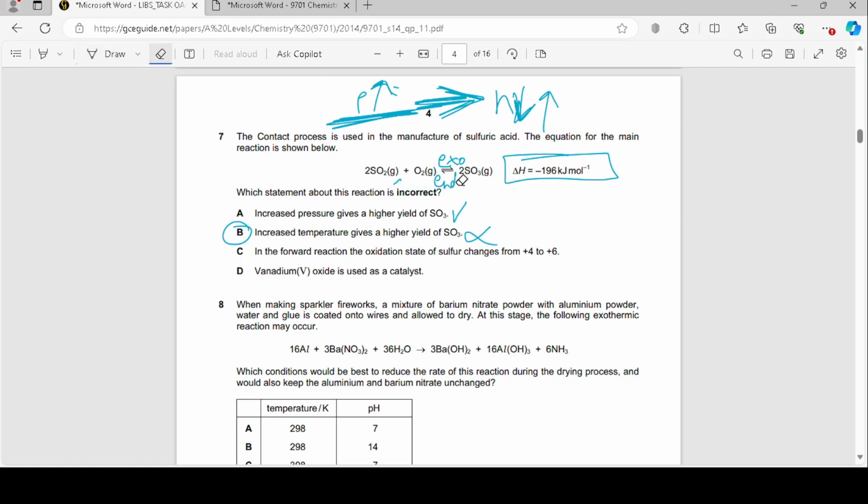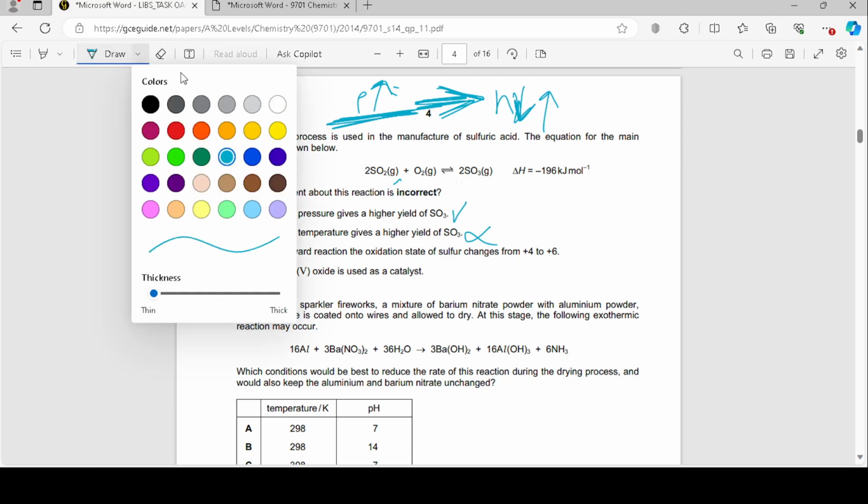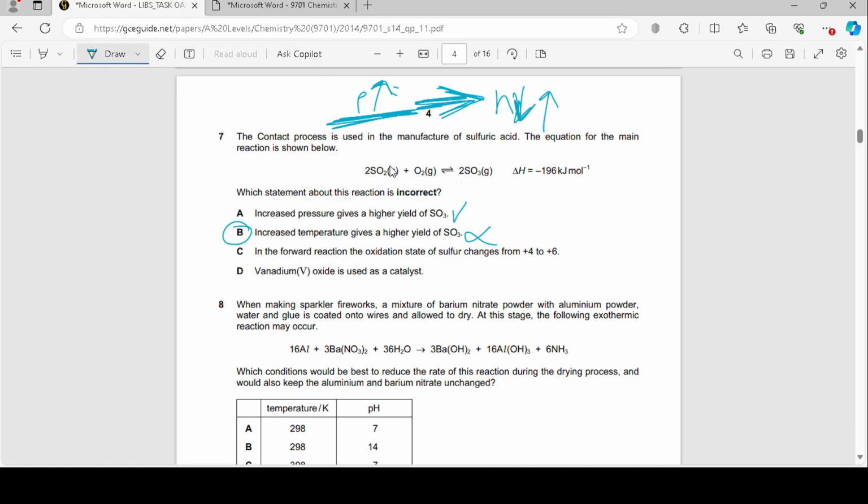In the forward reaction, the oxidation state of sulfur changes from +4 to +6. Let me check. Oxygen usually has a fixed oxidation state of -2, right? And if we have SO2, it's a compound that's not charged, so it has zero oxidation state overall, right? So I have -2, and then I have to multiply this by 2 because I have two oxygen atoms, and then plus, I do not know the oxidation state of sulfur. I'm finding it, so I'm going to keep it as x.